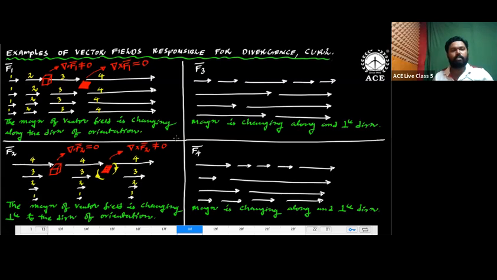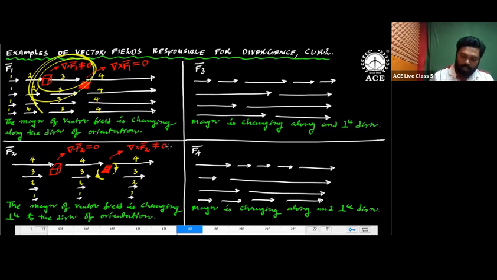What you can say is a simple observation. The vector field whose magnitude is changing along the direction of orientation, the first case, will have divergence. In the second case, the vector field whose magnitude is changing perpendicular to the direction of orientation will have curl. What is this divergence talking about? The divergence is explaining how the vector field is changing along the direction of orientation.